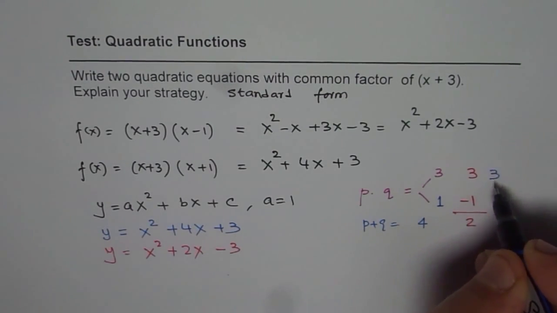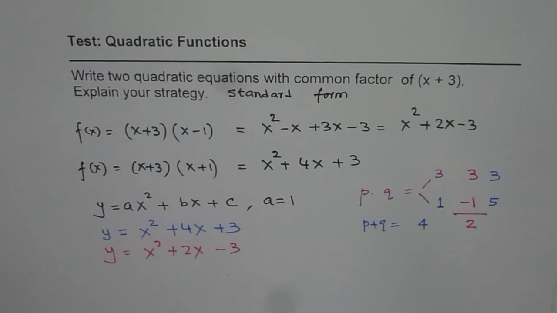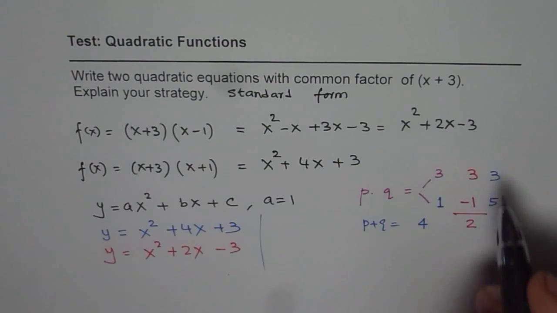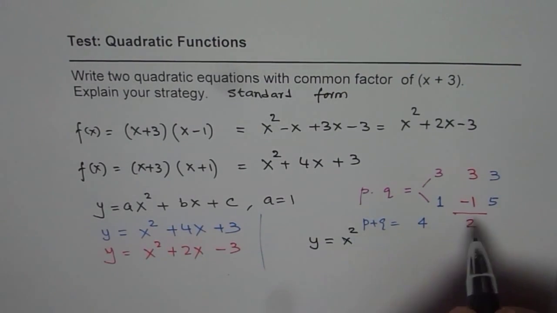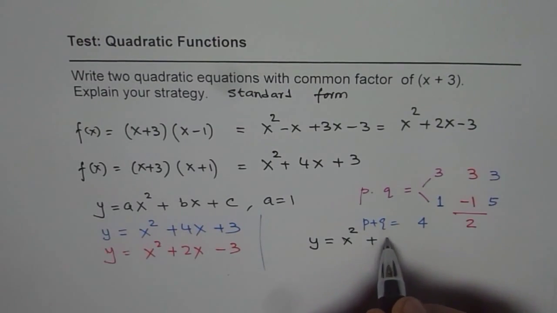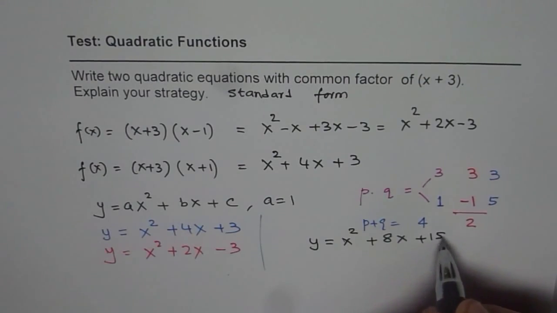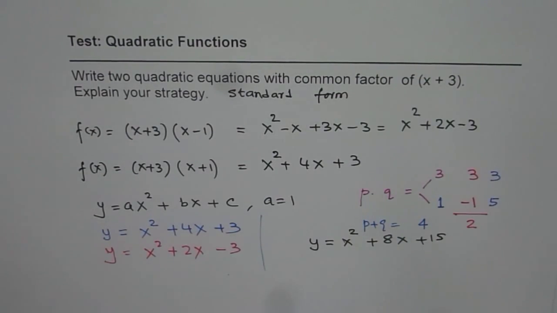I could do 3 and 5, for example, correct? So let me write it here under this itself. If I use 3 and 5, I get the equation y equals x squared, when you add them up, you get 8, right? So plus 8x. And when you multiply, you get 15. So this equation also has x plus 3 as its factor, and you can go on forever like this and give infinite number of equations.